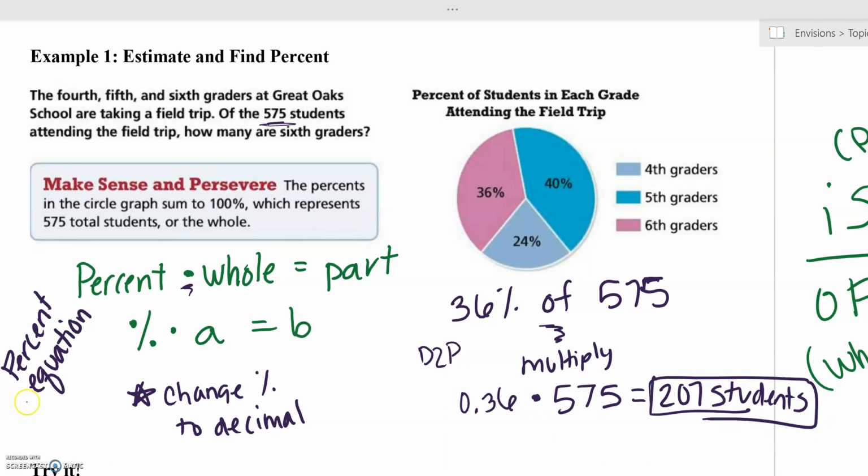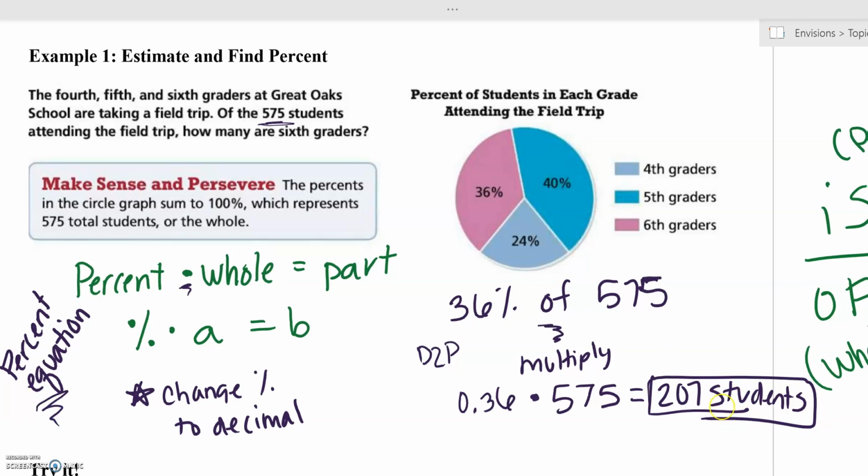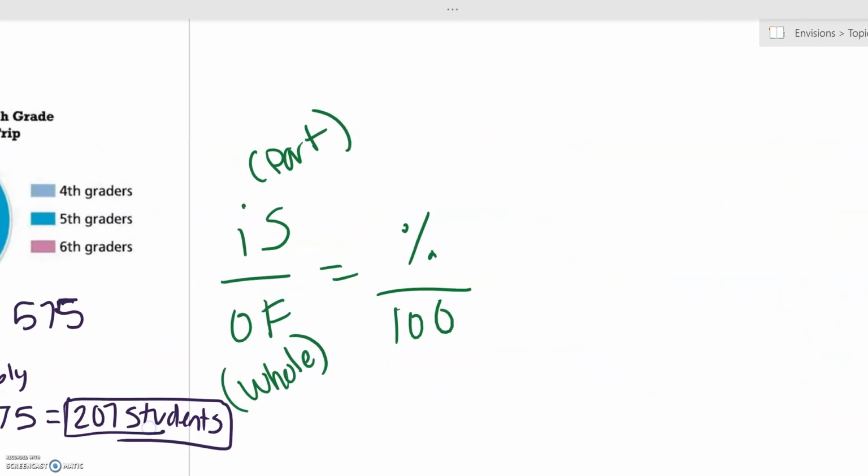Okay, so that is using the percent equation. Now, the next thing that I'm going to show you is called the percent proportion. So this is the percent proportion. It's "is" over "of" is equal to percent over 100. Now, the "is" represents the part and the "of" represents the whole. Sometimes we get sentences that have the words "is" and "of" in them, and that's why the percent proportion is kind of neat in how it works that way.